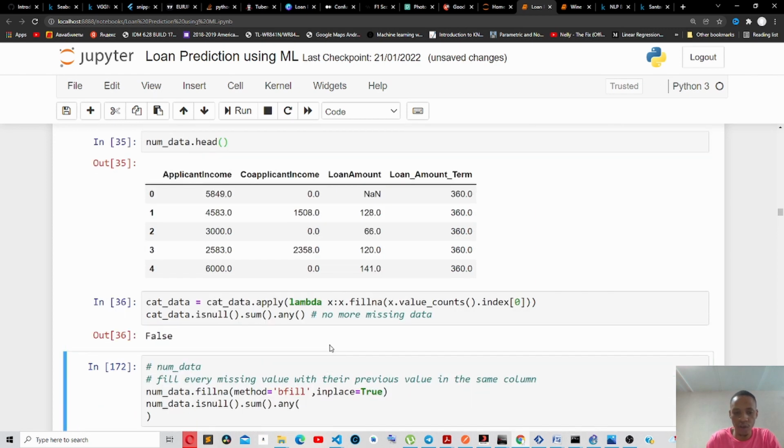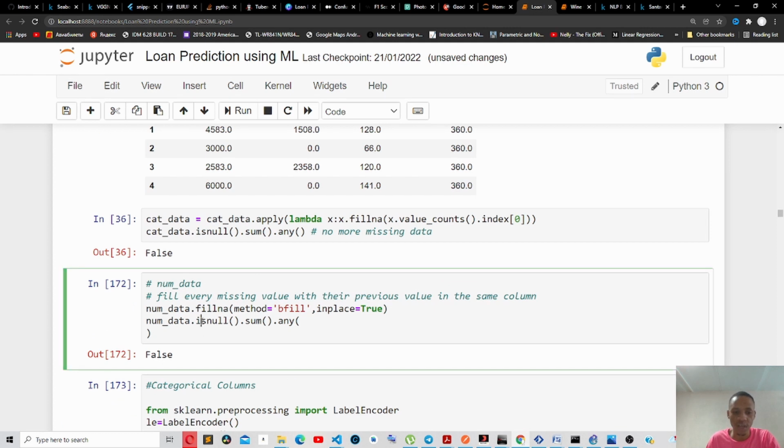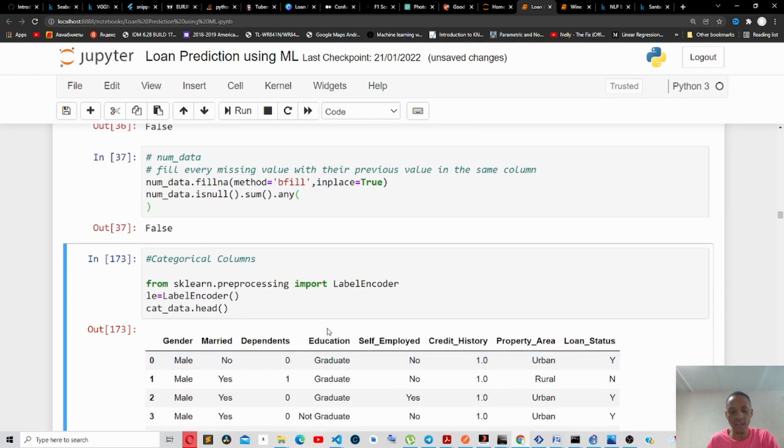And then after that, we are going to check if there are any missing values. As you can see, we don't have any missing values. Now we are going to use numerical data dot fillna, and the method, of course, is bfill, and then inplace equals true. Then we are going to check if there are any missing data, and you can see we don't have any missing data.